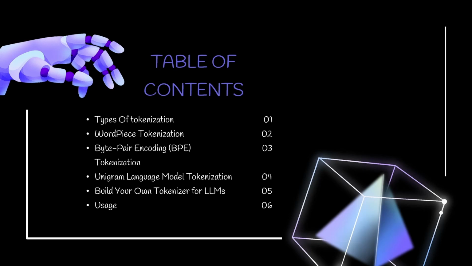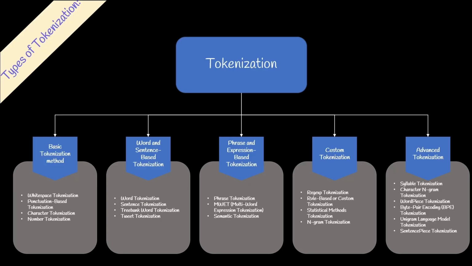WordPiece, Byte-Pair Encoding, Unigram, and SentencePiece. Remember, these methods are being used in state-of-the-art language models. Finally, we'll put everything together by building an advanced tokenizer. We'll use a custom dataset and implement this with the Hugging Face tokenization library. So let's explore the major tokenization techniques used in NLP systems.